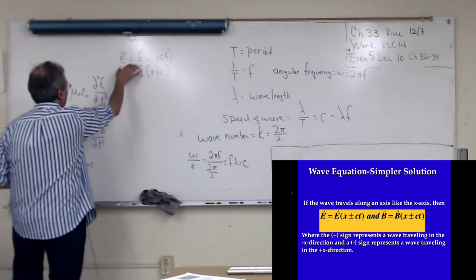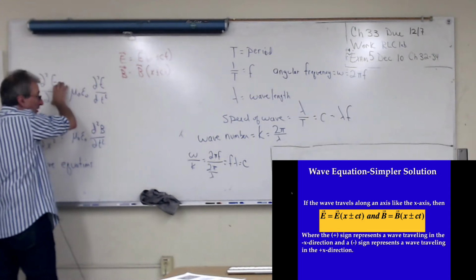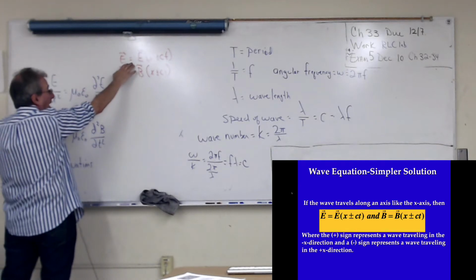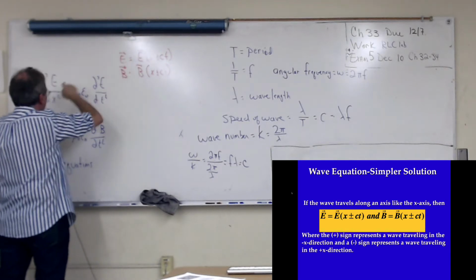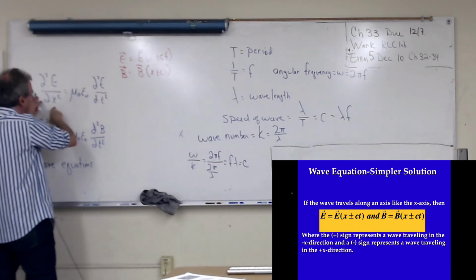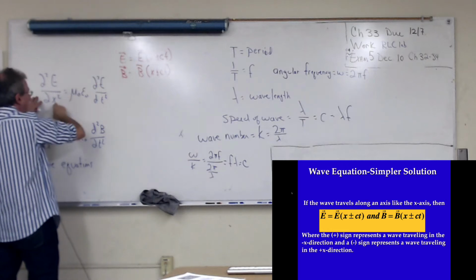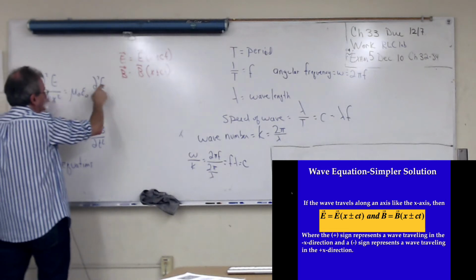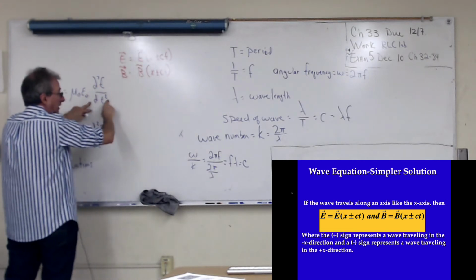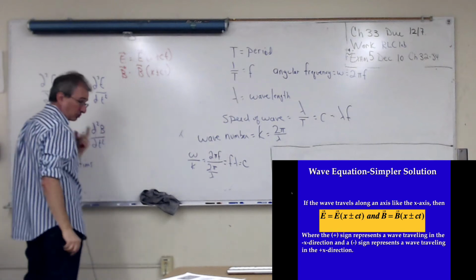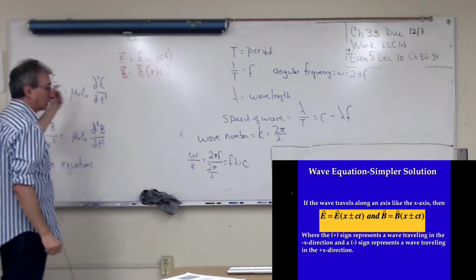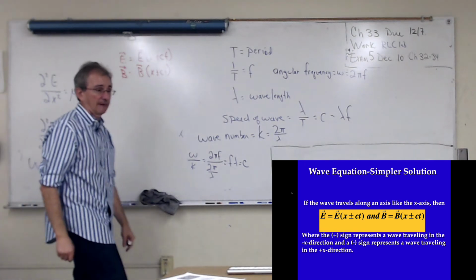And what I mean by that is, if you take this and put it here, take a derivative of this twice using the chain rule, right? Take the derivative of that twice with respect to x, and then take the derivative of this twice with respect to t. You've got to use a chain rule. You've got to do it twice. You can show that the left-hand side and the right-hand side are equal.